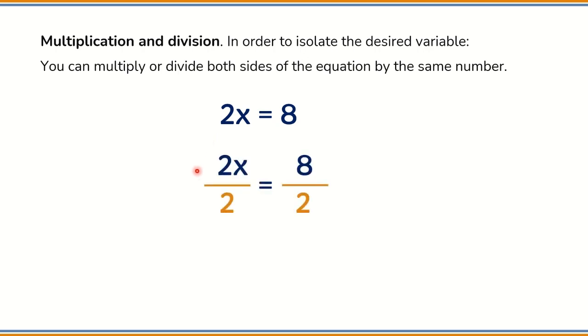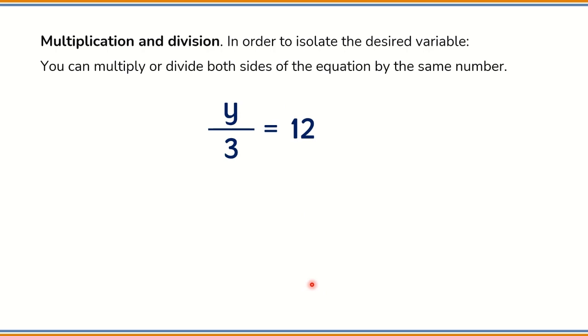If we divide by 2 both parts of the equation, on the left hand side I will have 2 divided by 2, which is 1, and on the other side I have 8 divided by 2, which is 4, and we found out the value of the variable, that it's 4.